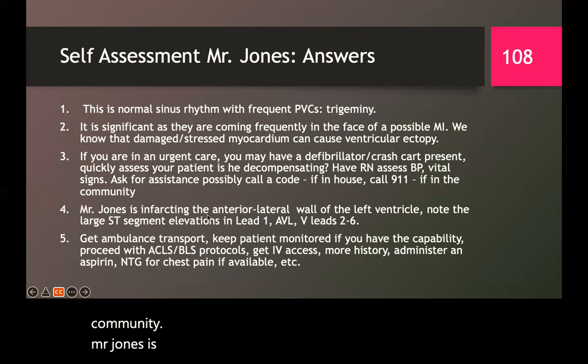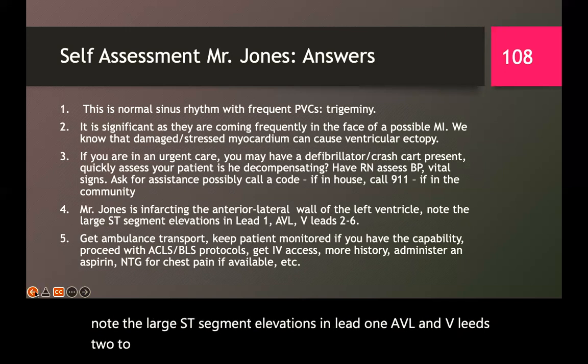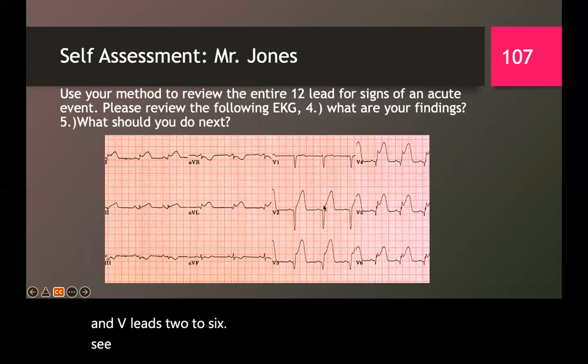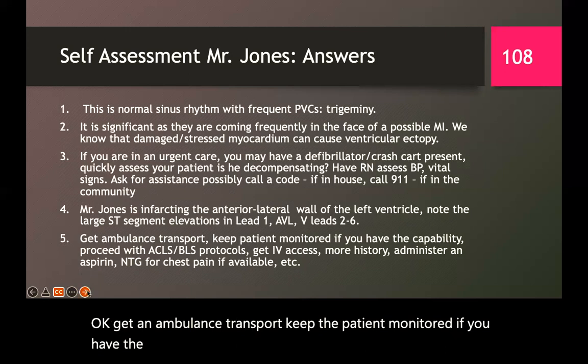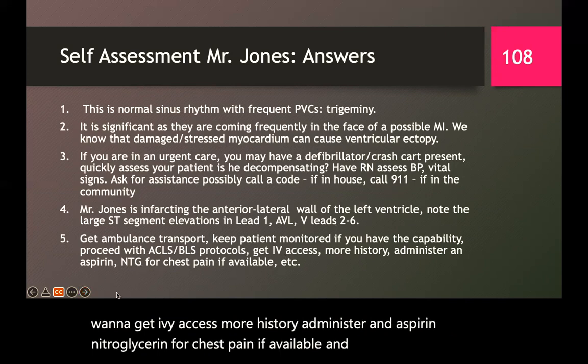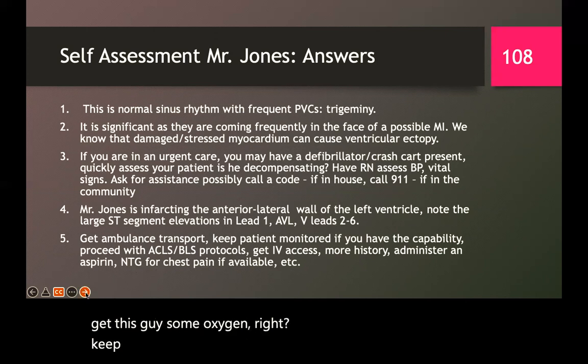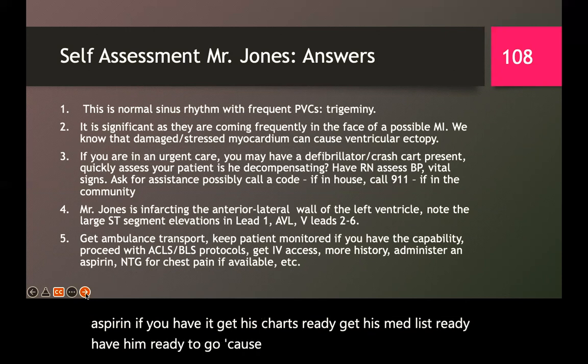Mr. Jones is infarcting in the anterior lateral wall of the left ventricle. Note the large ST segment elevations in lead 1, AVL, and V leads 2 to 6. See that? Okay. Get an ambulance transport, keep the patient monitored if you have the capability, and proceed with ACLS, BLS protocols. You want to get IV access, more history, administer an aspirin, nitroglycerin for chest pain if available, and most importantly, let's get this guy some oxygen, right? Keep it basic. Get the oxygen, get the nitro, get IV access, get some aspirin if you have it, get his charts ready, get his med list ready, have him ready to go because he needs emergent care.